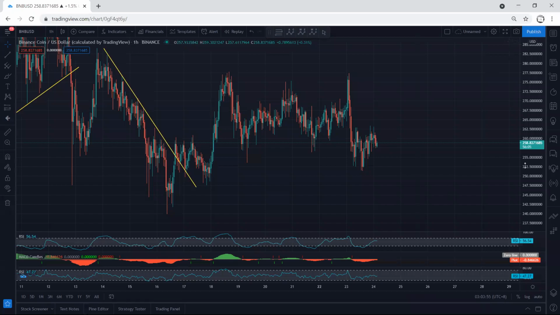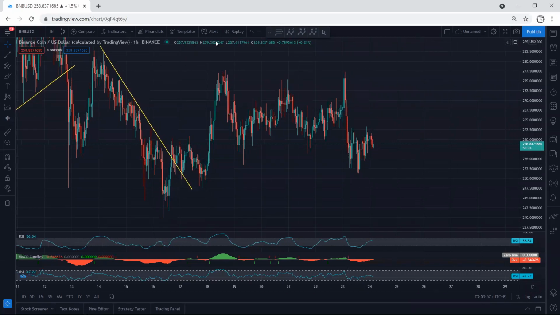Now we start with the 1 hour chart. If we refer to our analysis, after the price drop, we mentioned that if we get any reversal from here, we can look for buy because the price was within this move. As we can see, what we have right now has turned into a correction.